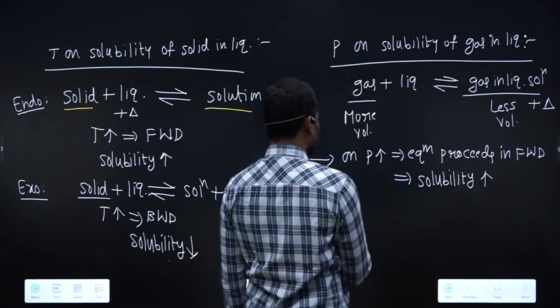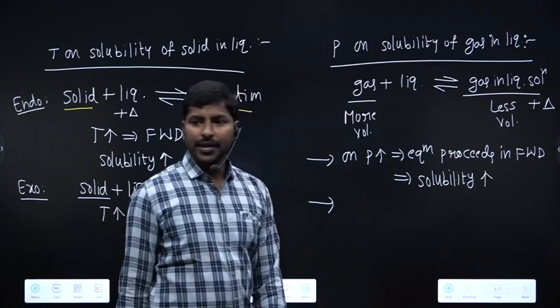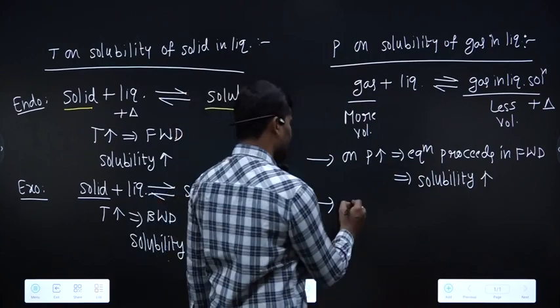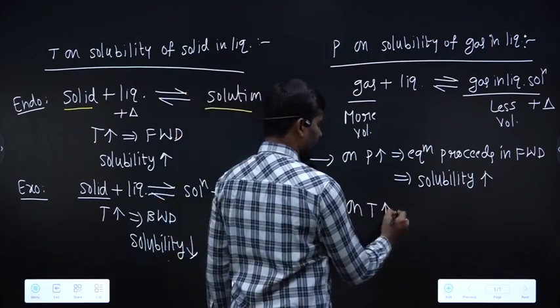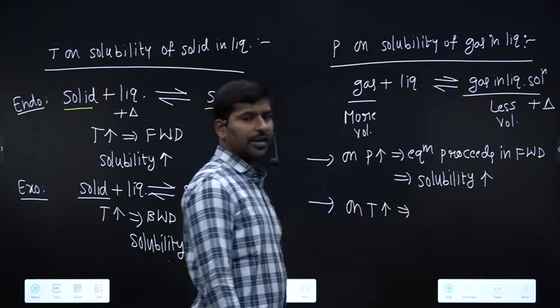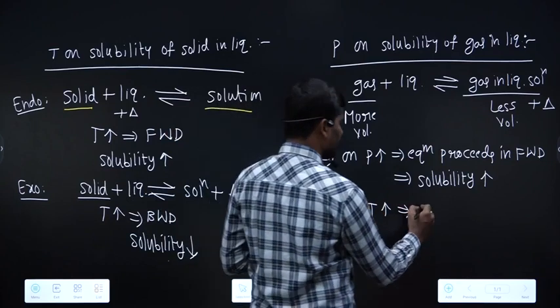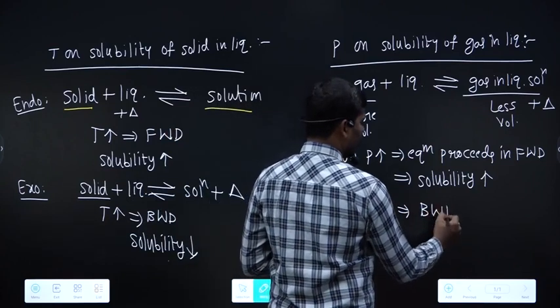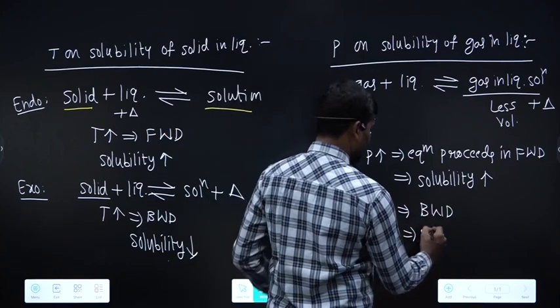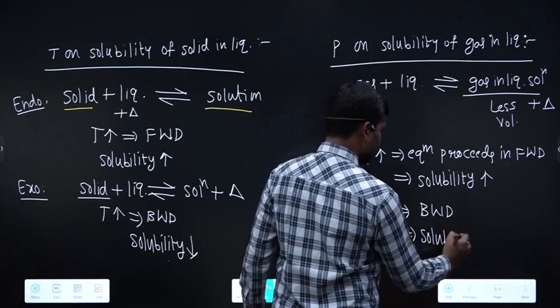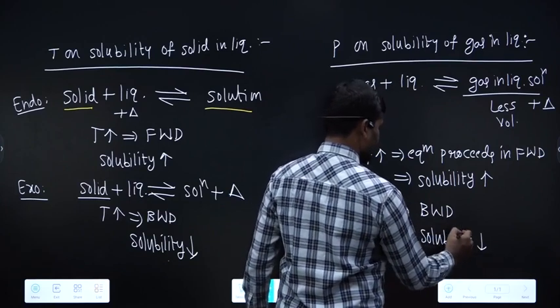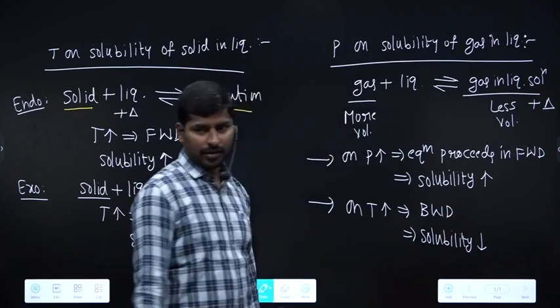On increasing pressure, solubility increases. And if you increase temperature, what happens? Is it endothermic or exothermic? Exothermic. If you increase temperature, equilibrium proceeds in which direction? Backward direction. That means solubility decreases. I explained it, Henry's law.